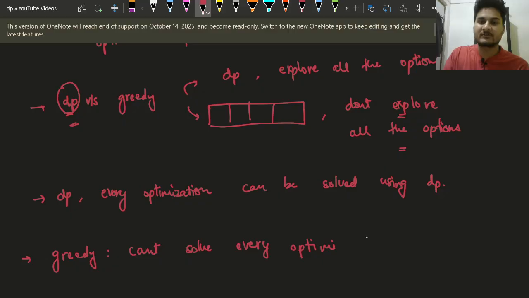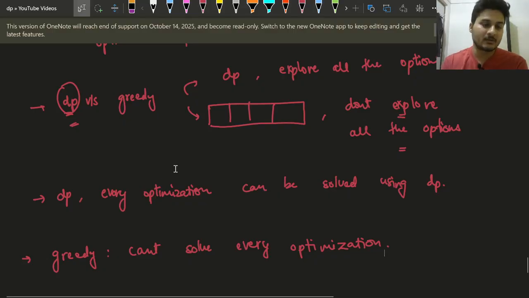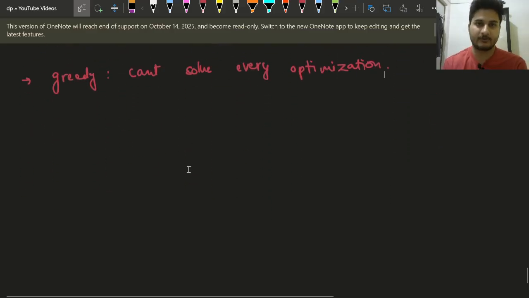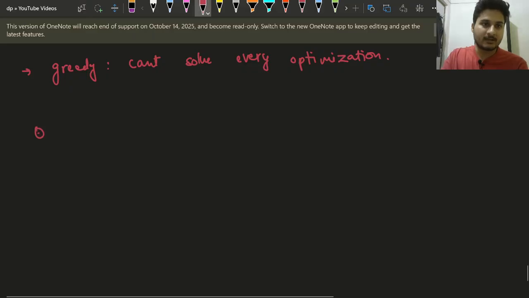Why? Because for some scenarios, what if your constraints do not allow you that freedom where you are not going to explore all the options, right? In those scenarios your DP approach will work, but your greedy approach is not always going to work, right? So let's take an example.